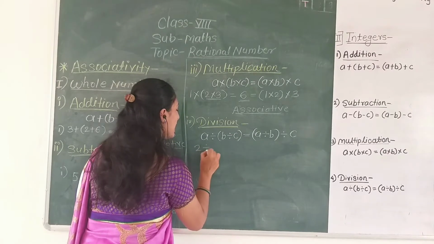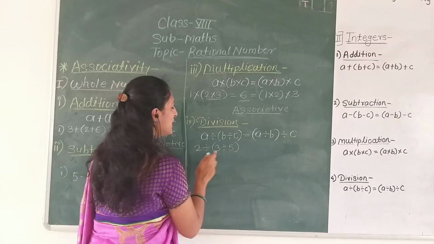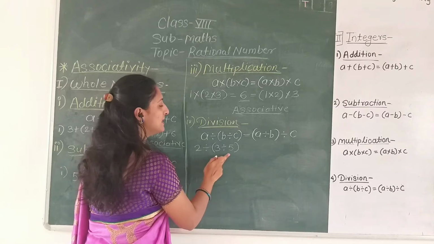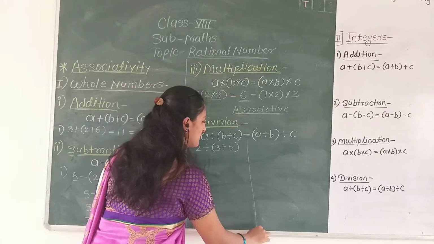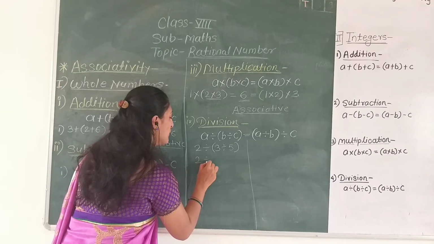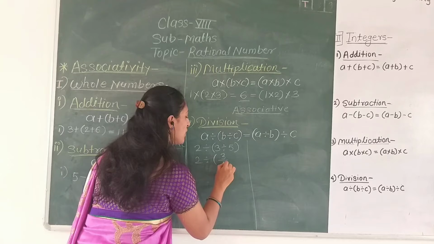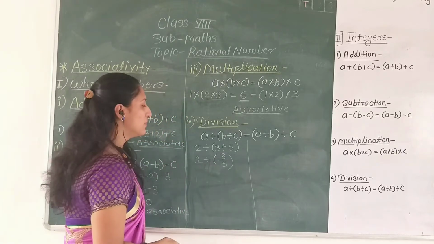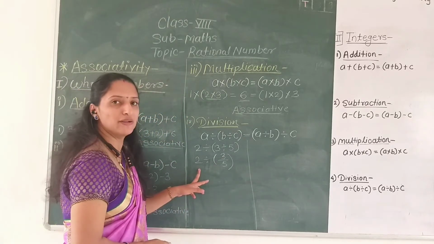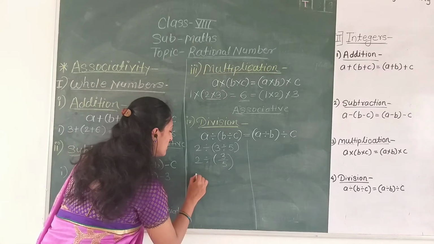2 divided by (3 divided by 5). Okay. 2 divided by (3 divided by 5). Here, first we solve the bracket. 3 divided by 5 is 3 upon 5. Now we have to find 2 divided by 3 upon 5. Okay, so how do we solve?